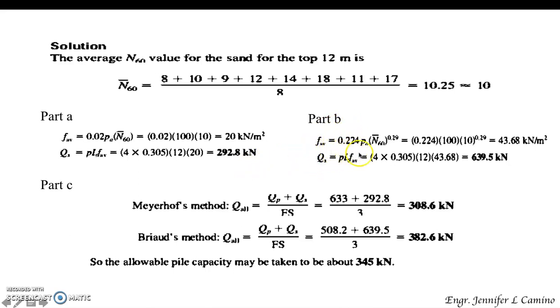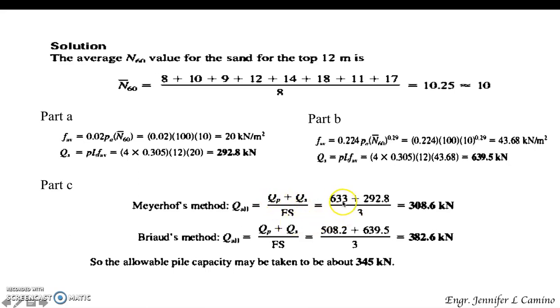For the other equation, using this equation, we simply have our unit frictional resistance equal to 43.68 kilonewton per meter squared, and our Q sub S now is 639.5 kilonewton. So based on Meyerhof's method, our allowable load capacity would be Q sub P plus Q sub S all over Fs.